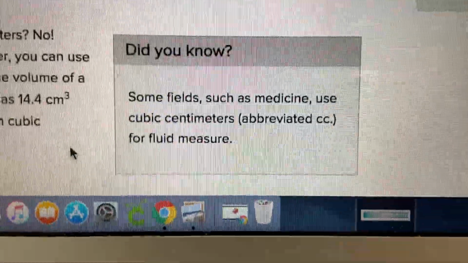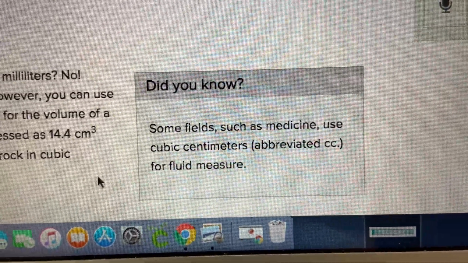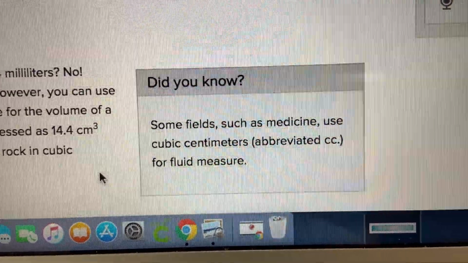Okay, did you know some fields, such as medicine, use cubic centimeters for fluid measure? I did not know that.